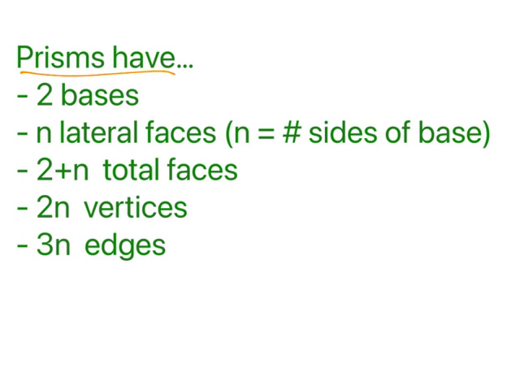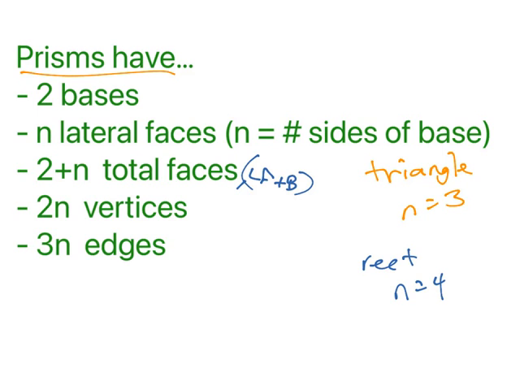So if you want to see how many of each thing there are, well, there are two bases. There are n lateral faces, where n is the number of sides of the base. Again, if we have a triangular base, then n is 3. If we have a rectangular base, then n would be 4, and so on. Total faces, that is lateral faces plus bases: if we take 2 for the bases plus the n lateral faces, that's how we get 2 plus n.